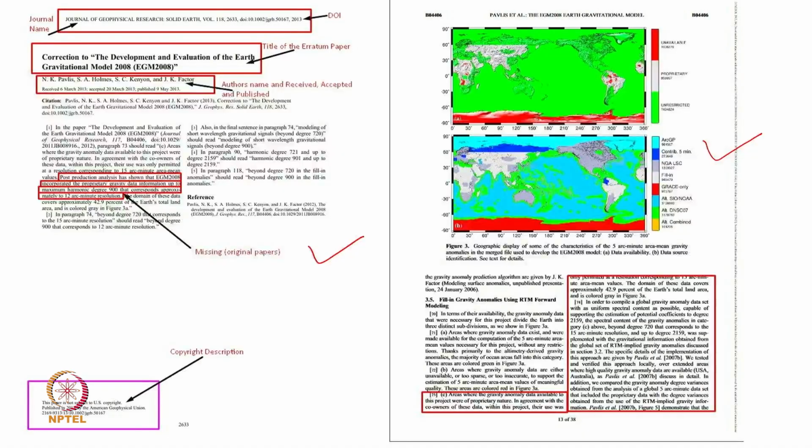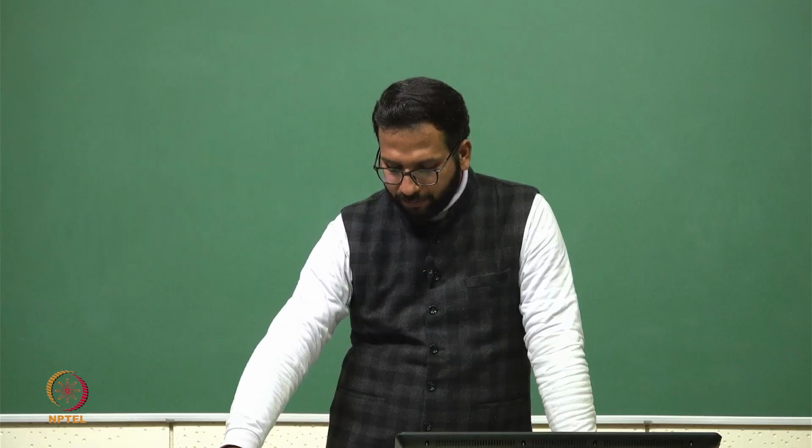If you see this erratum, there is a correction in paragraphs 73, 74, 90 and 118. So this is one correction in paragraph 73, another correction in 74, then in 90, and then 118. So this is another kind of document type that is published in the journals.